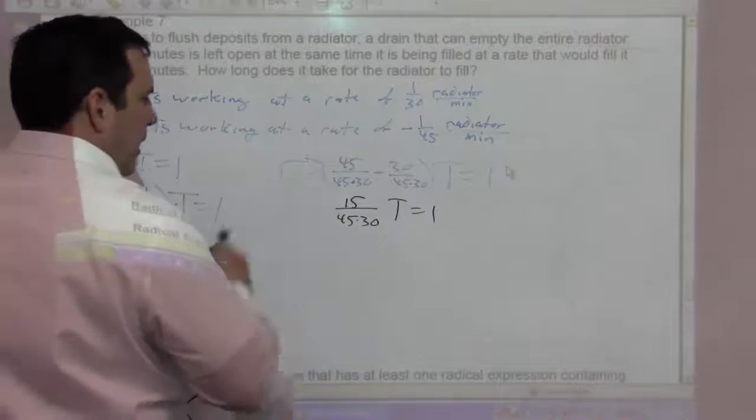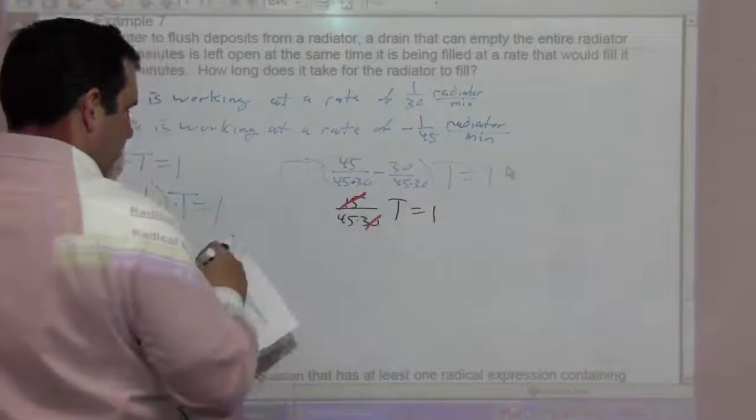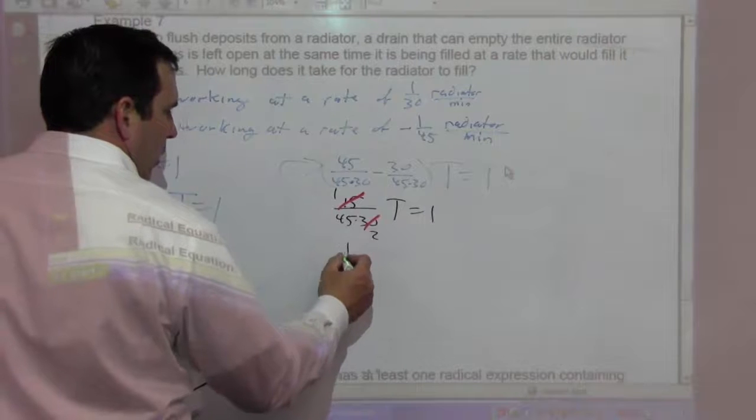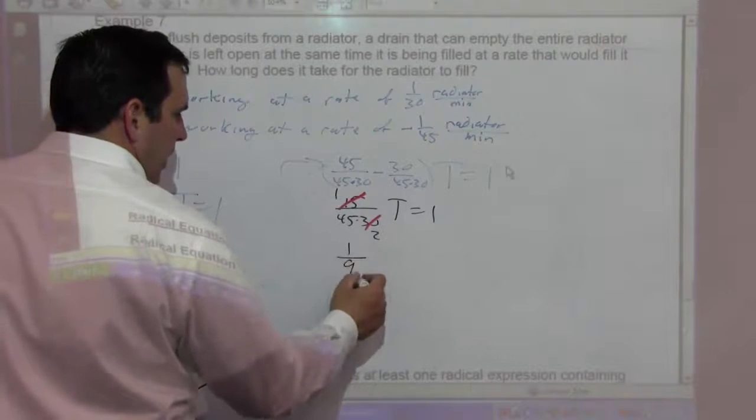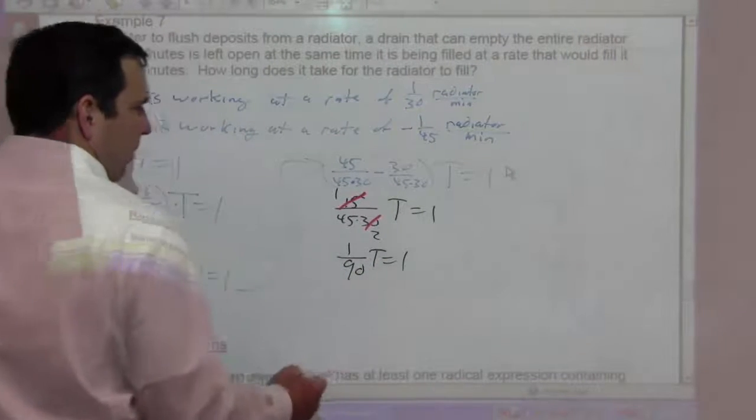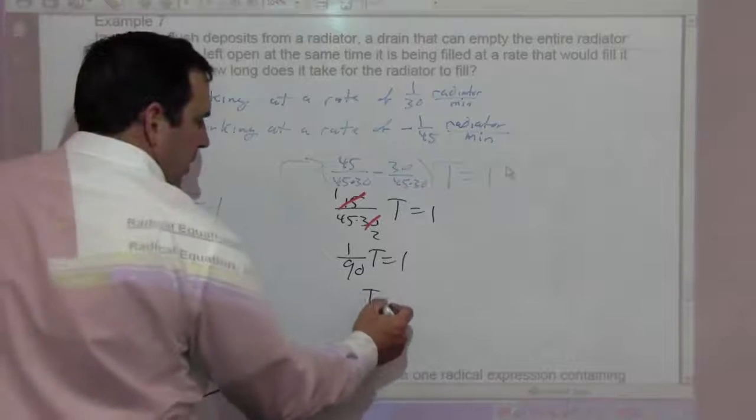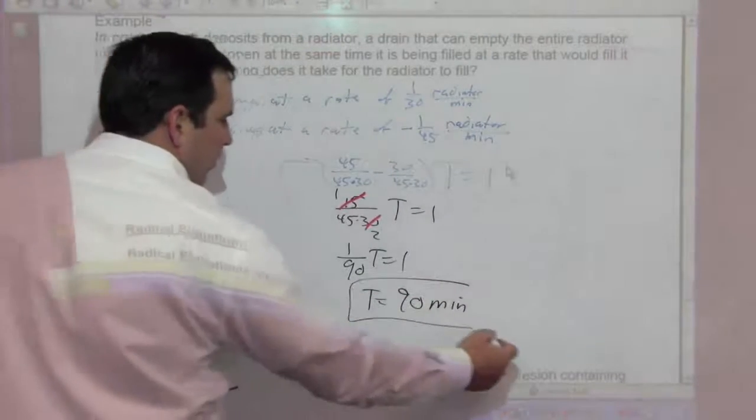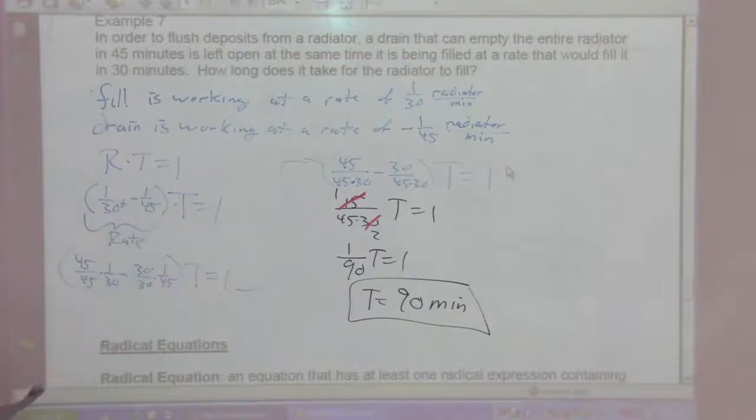So the 15 and pick which one, I don't care, it doesn't matter. 15 and 30 reduce. So it's 1/45 times 2 is 90 times t equals 1. So t must be 90 minutes. Multiplied by the reciprocal.